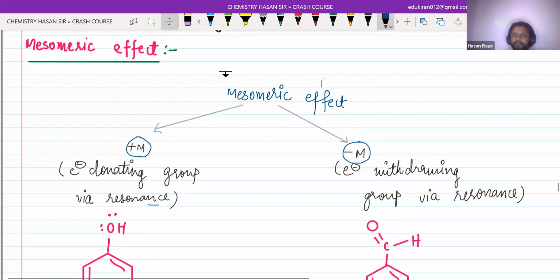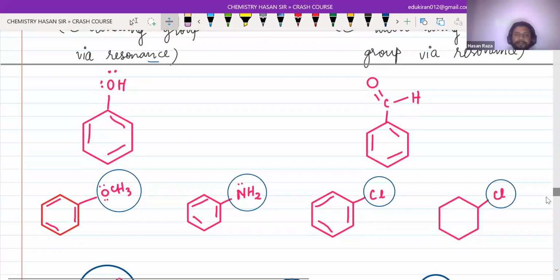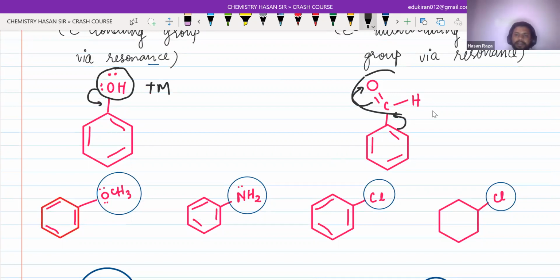Negative mesomeric effect. Now you can see I have given this. So this is lone pair, so it will donate. That's why this will be acting as plus M. And this is doubly bonded oxygen, so it will withdraw electron from the ring. That's why this CHO will be acting as minus M. You need to know what is the effect of each group, whether it will act as plus M or minus M. This is important.